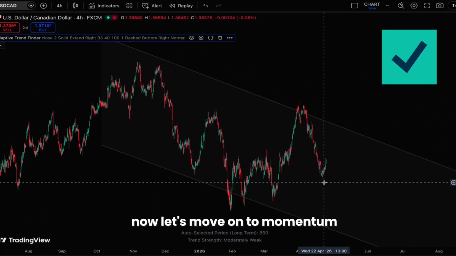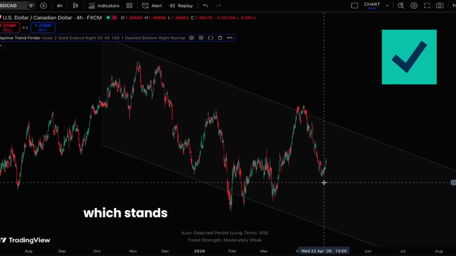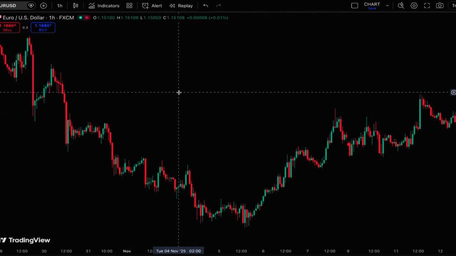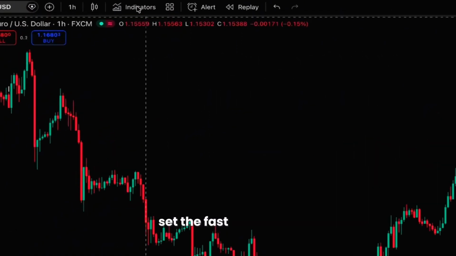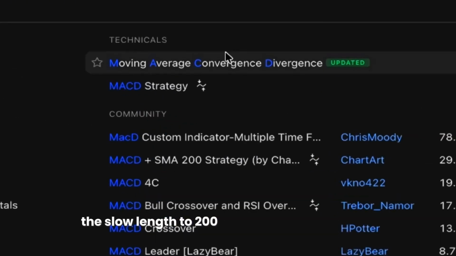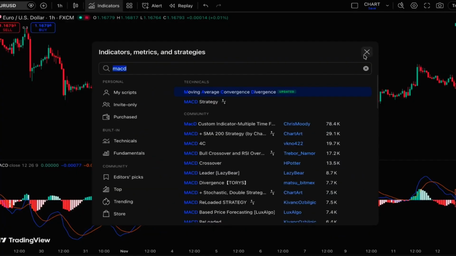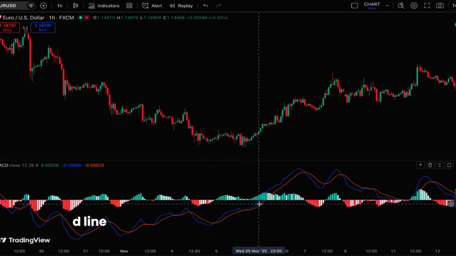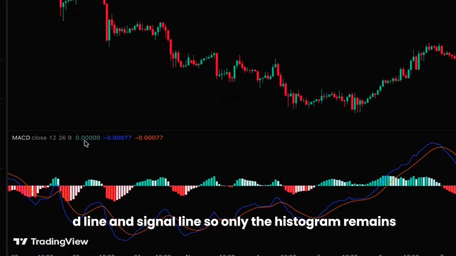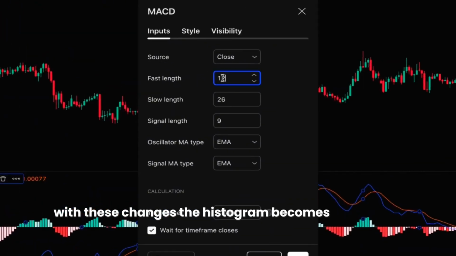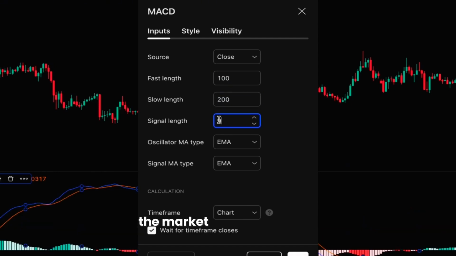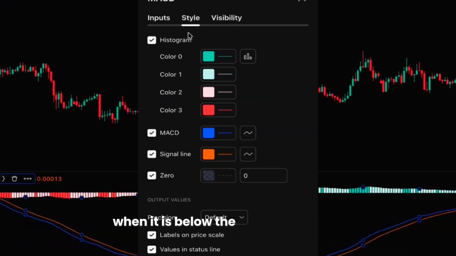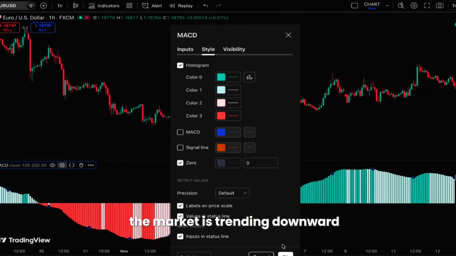Now let's move on to momentum indicators that can support trend identification. The first one is MACD, which stands for Moving Average Convergence Divergence. To make it more suitable for trend analysis, the settings need adjustment. Set the fast length to 100, the slow length to 200, and the signal length to 50. Then remove the MACD line and signal line so only the histogram remains. With these changes, the histogram becomes a clear trend tool. When it is above the center line and colored green, the market is trending upward. When it is below the center line and red, the market is trending downward.